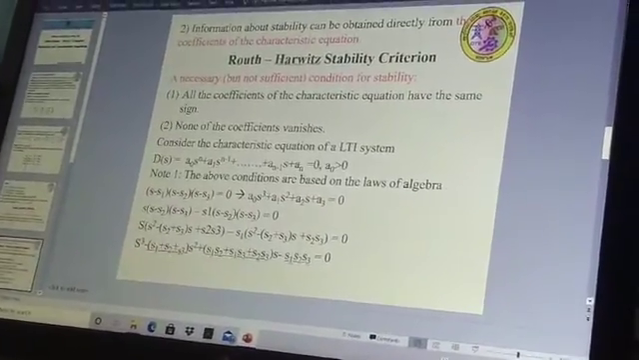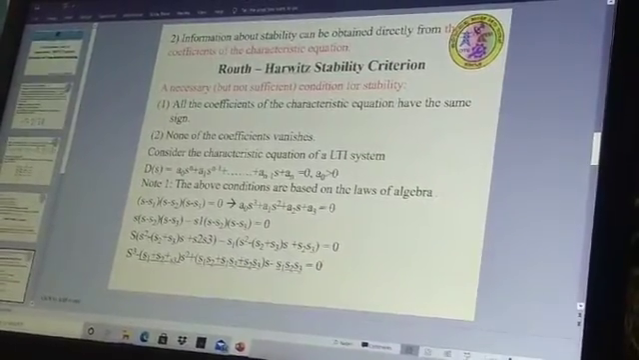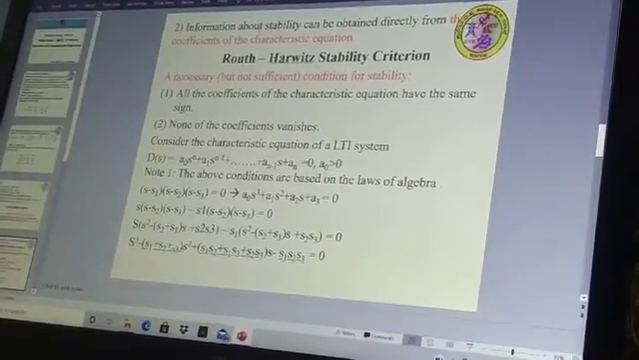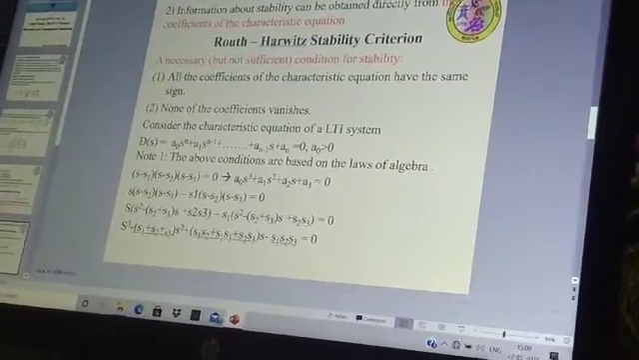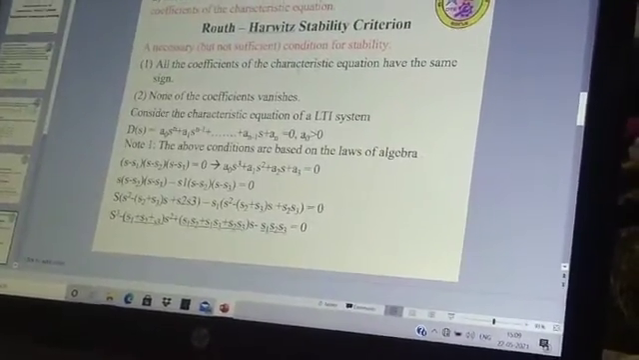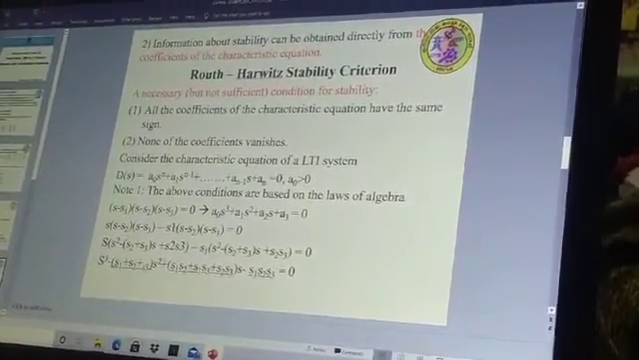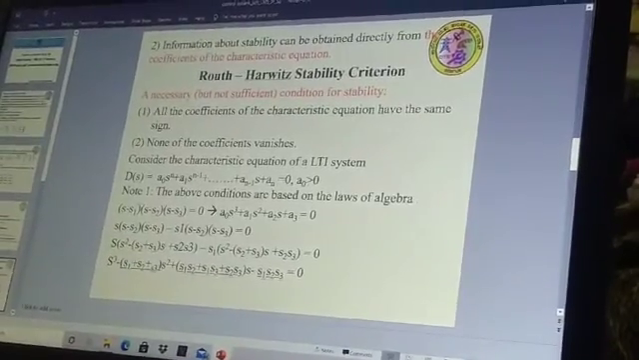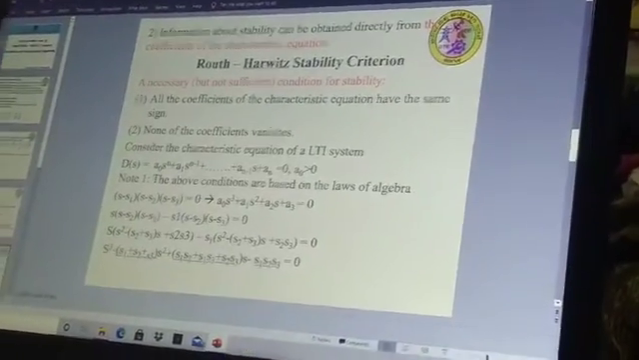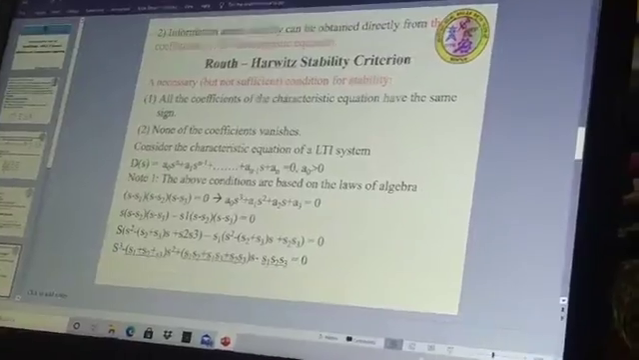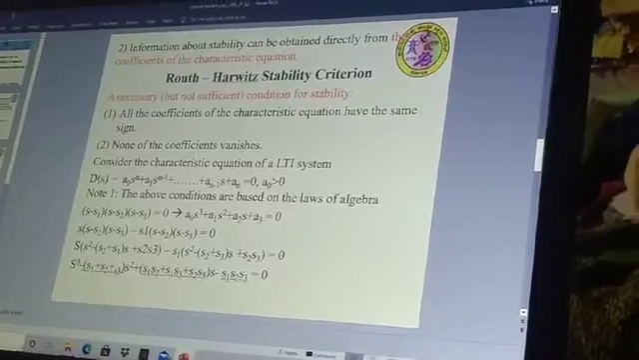The second condition is that information about stability can be obtained directly from the coefficients of the characteristic equation. Now, Routh-Hurwitz stability criteria: a necessary but not sufficient condition for stability is that all the coefficients of the characteristic equation must have the same sign. That should be positive, and none of the coefficients vanishes.